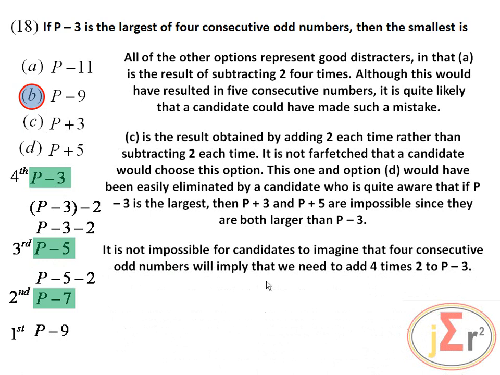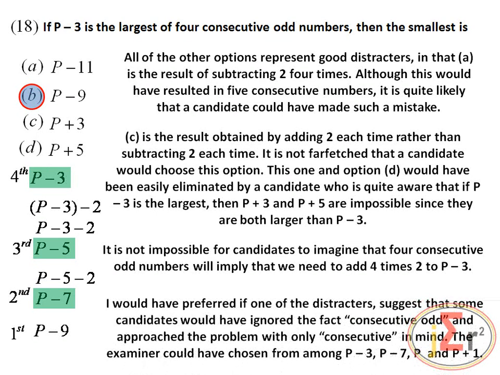It is not impossible for candidates to imagine that 4 consecutive odd numbers will imply that we need to add 4 times 2 to p minus 3. Right, so we are focusing heavily on the 4, and because we are saying 4, we have this tendency to add 4 times 2 to p minus 3. And of course, the answer for such a mistake is there.